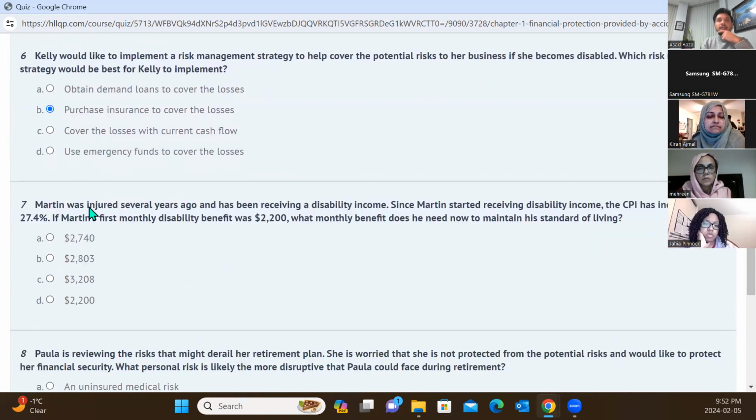Number 7. Martin was injured several years ago and has been receiving a disability income. Since Martin started receiving the disability income, the CPI, the consumer price index, has increased; inflation has increased by 27%. If Martin's first monthly disability benefit was this, what monthly benefit does he need now to maintain his standard of living?